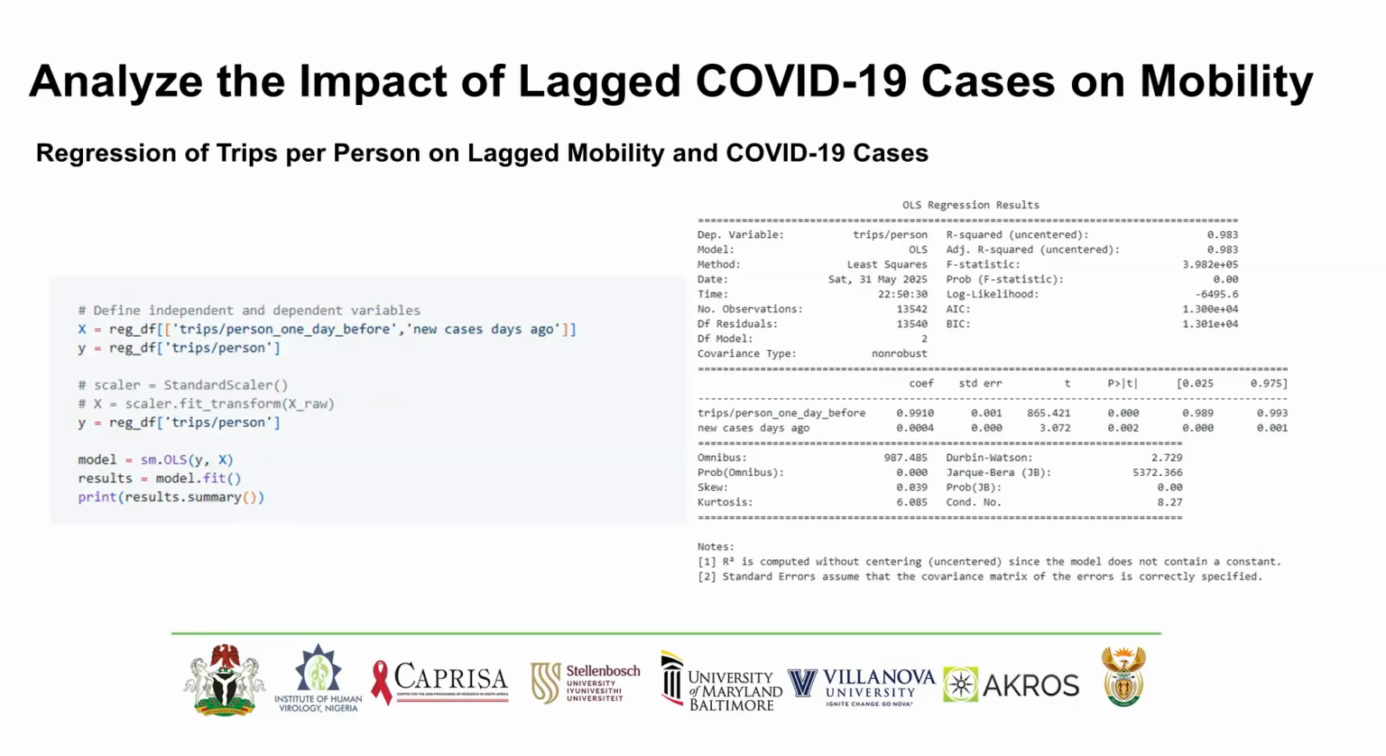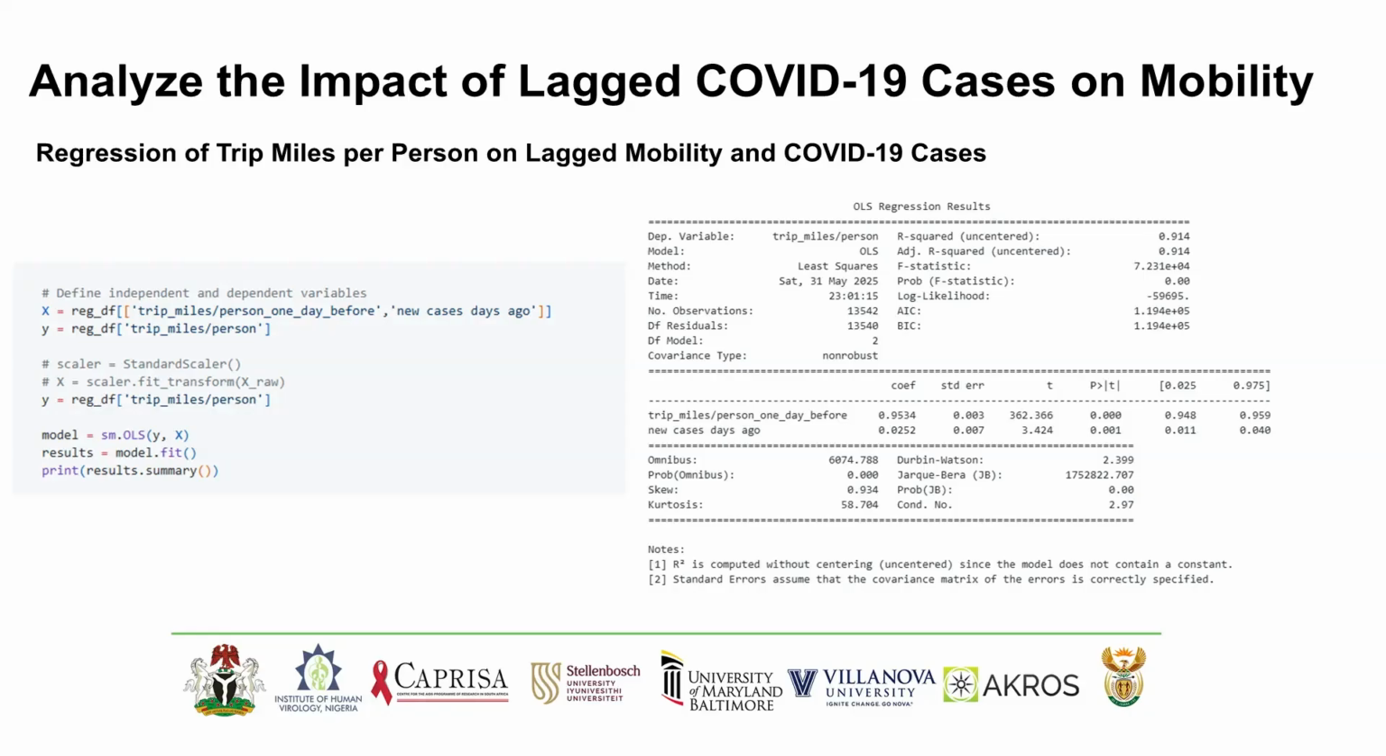In the next model, the dependent variable is trips per person. We see a similar pattern. Yesterday's trips per person have a strong positive effect, while lagged new cases show a small but significant negative relationship. This means that higher infection numbers tend to slightly reduce the average number of trips people take the following day.